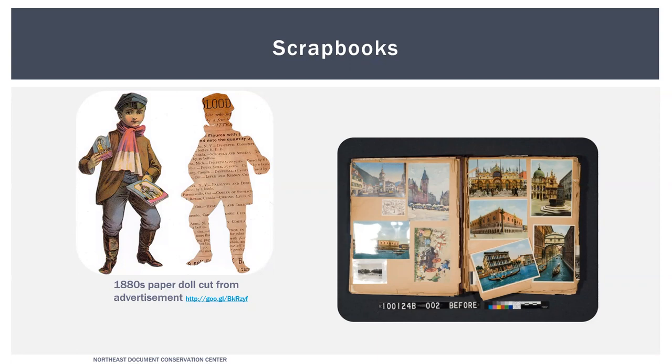Scrapbooking became so popular that by the 1850s, companies started selling commercial books and specialty papers designed for just this trend. Mark Twain actually patented a scrapbook in 1873 that came with pages already coated in a sticky goo called mucilage. This was a common gum that was used to affix scraps to the pages. Twain even coined the term scrapbooking. Before that, it was just called scrapping or collecting scraps.